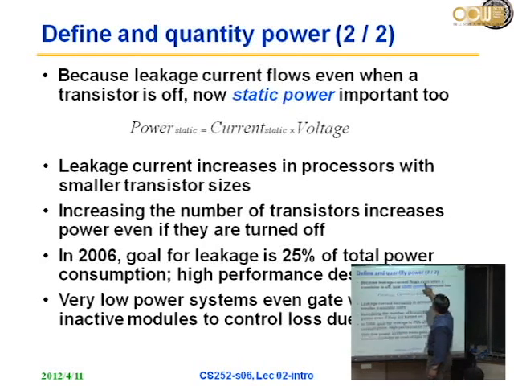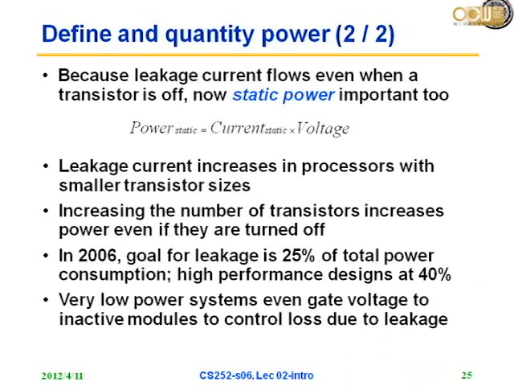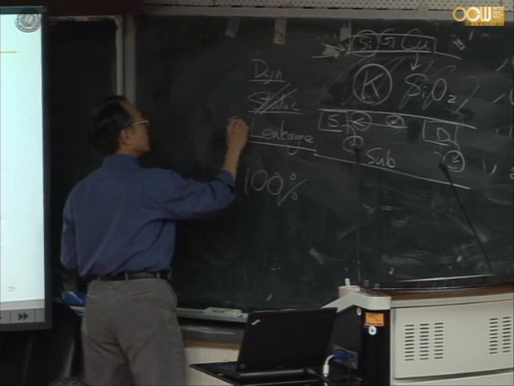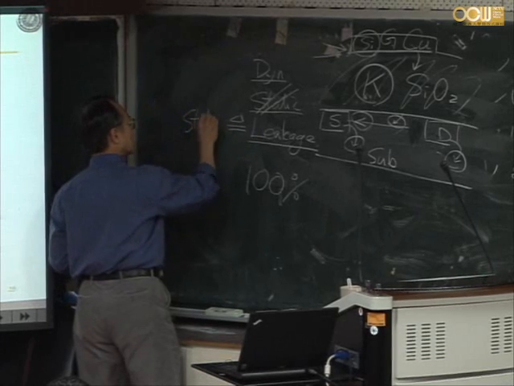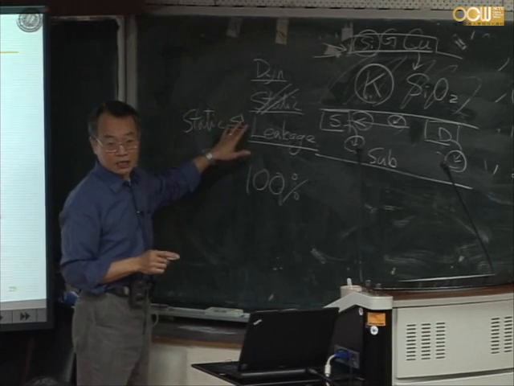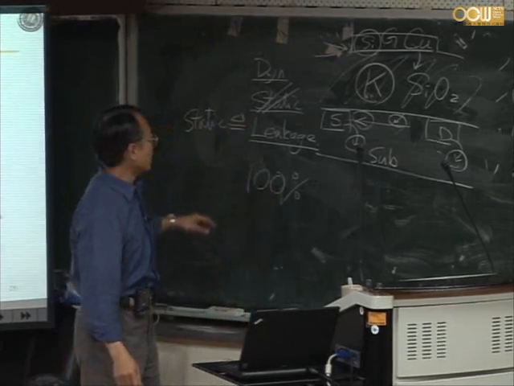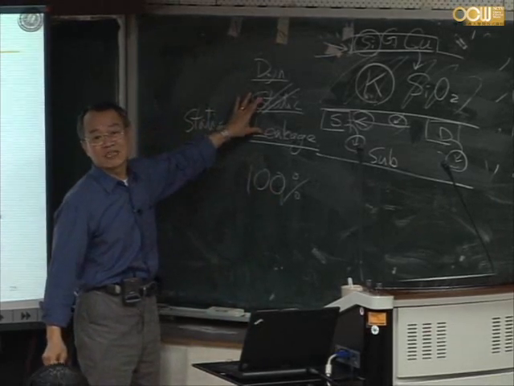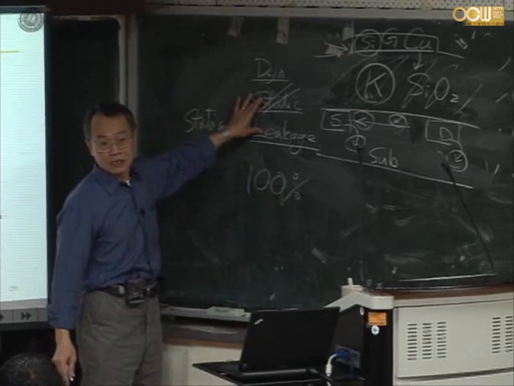Leakage current flows even when a transistor is off. Now static power is important too. For CMOS, there's no real static power, so sometimes people call this leakage static. In CMOS only. In NMOS, these two terms mean something very different.